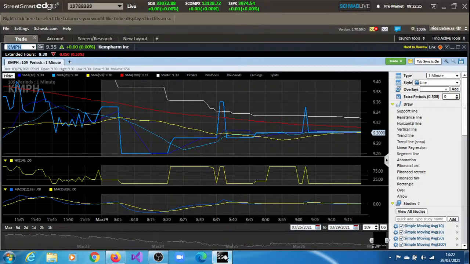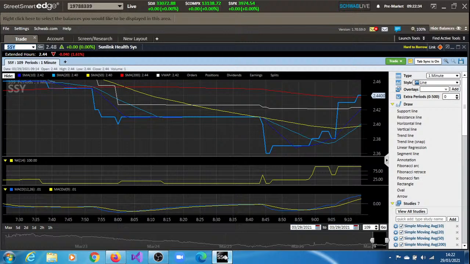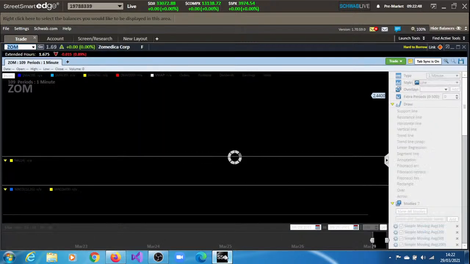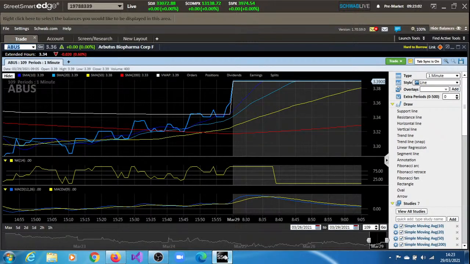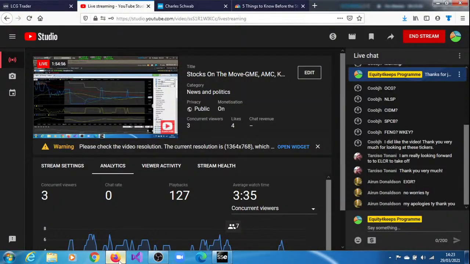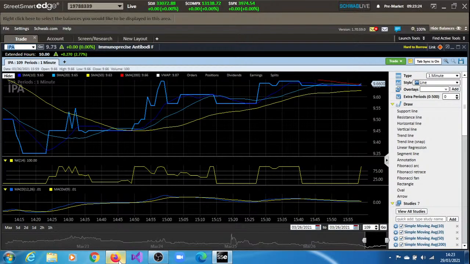ChemFarm down 0.53%. Sunlink Health Systems down 1.61%. Zomedica down 0.89%. Abatos Biopharmaceuticals down 0.6%. Immunoprecise Antibodies up 2.77%.